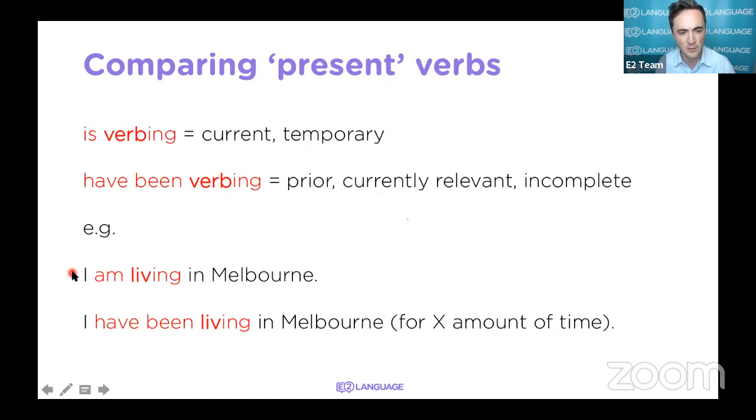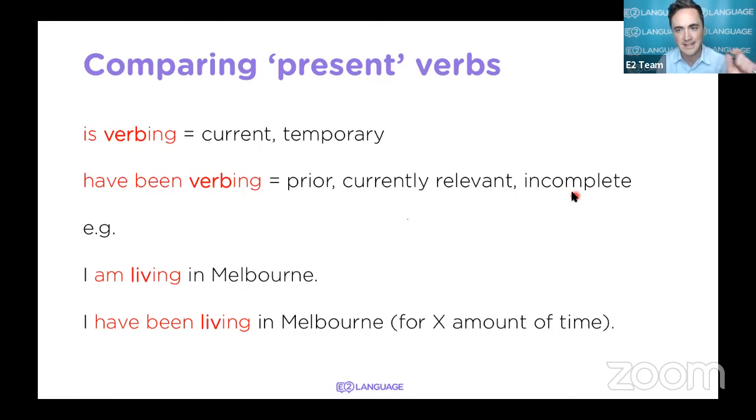For example, look at these two simple sentences. I am living in Melbourne. This is current and temporary. I'm currently living in Melbourne, but next week I'm moving to Sydney, right? Temporary, current. Versus this one, I have been living in Melbourne. It's prior because it's been happening, right? It's currently relevant. Maybe somebody asks you, where have you been living? You say, oh, I have been living in Melbourne, but it's incomplete. I have been living in Melbourne for 6 months, but I'm going to live here for 1 year.